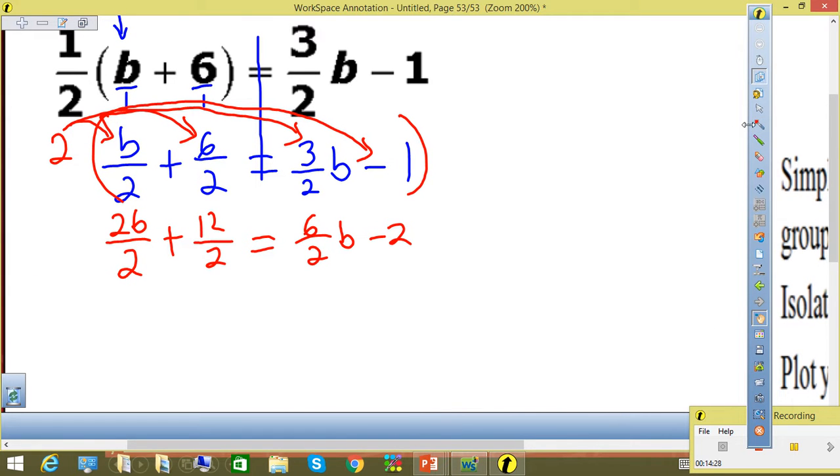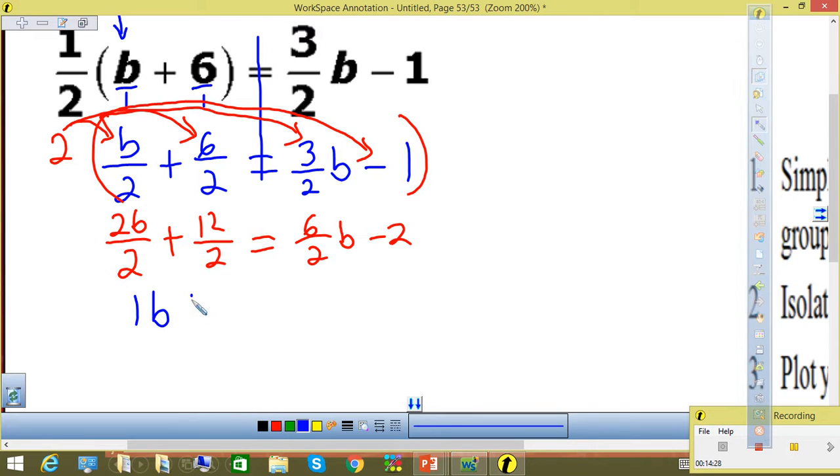How we doing? Okay, at that point, we're going to simplify. Let's simplify this. What is 2 divided by 2? 1b plus 6 equals 3b minus 2. And you know what to do from there, right? Okay, copy that and finish it off. Go.